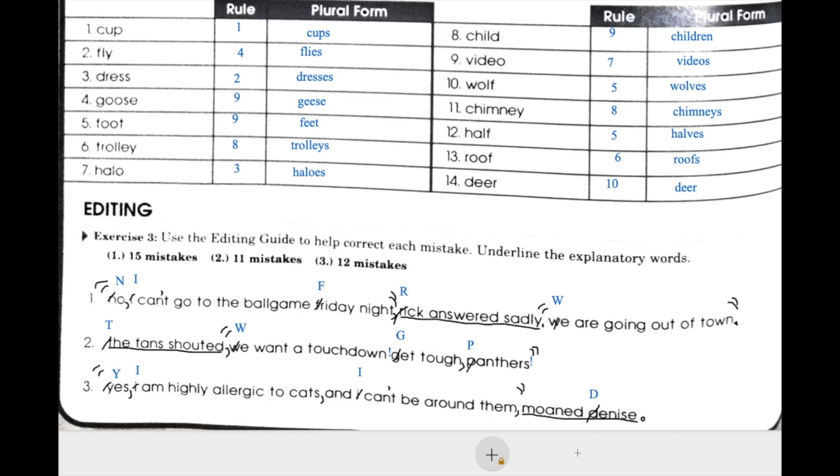All right, let's count our mistakes. Let's make sure we didn't miss anything. 1, 2, 3, 4, 5, 6, 7, 8, 9, 10, 11, 12. Okay, good. We have 12 mistakes, and that is all.